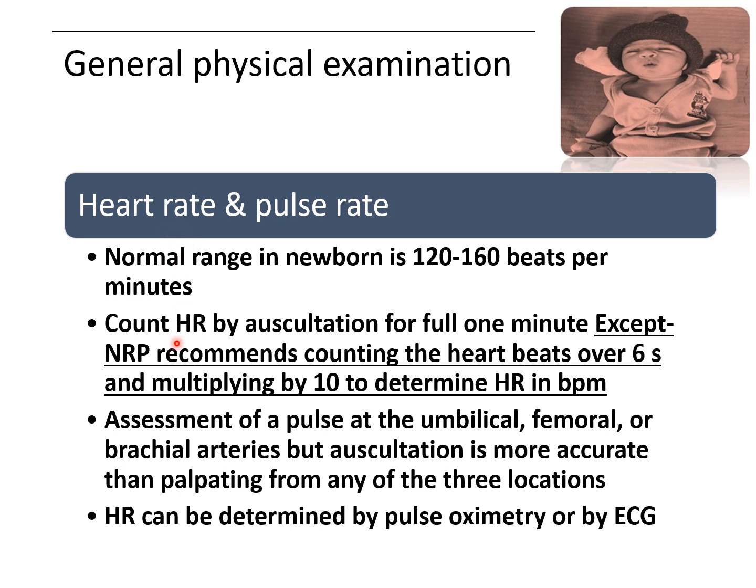In heart rate, we have to count the heart rate by auscultation for a full 1 minute, except during resuscitation when we calculate for 6 seconds and multiply by 10. An assessment of pulse can be done at the umbilical, femoral or brachial artery, but auscultation for the heart rate is more accurate than palpating the artery for the pulse rate. Heart rate can also be determined by pulse oximetry or by ECG when the newborn is admitted or we are doing the resuscitation.